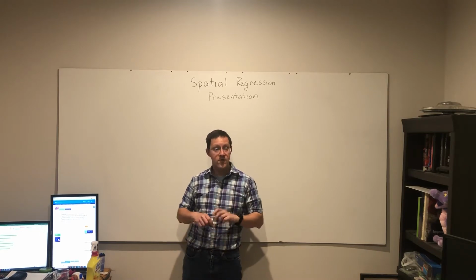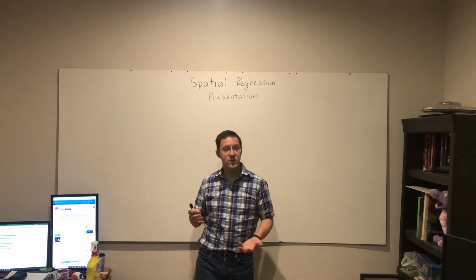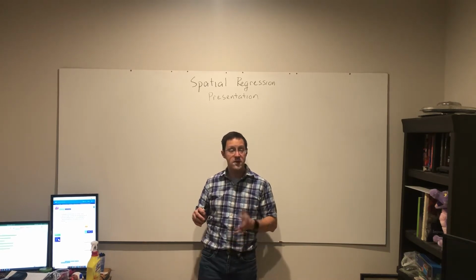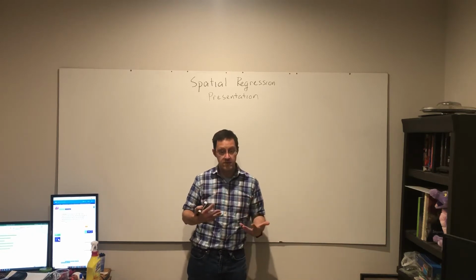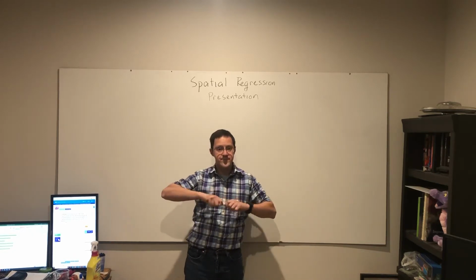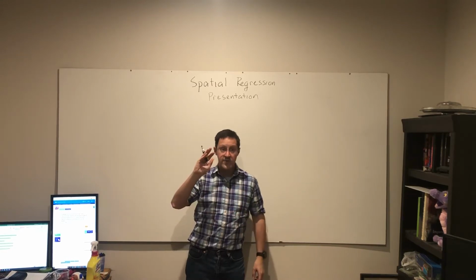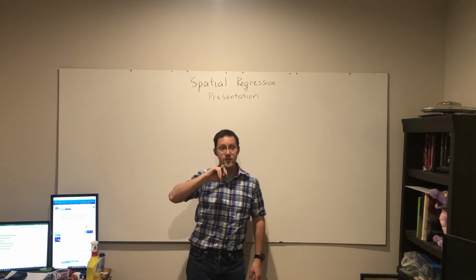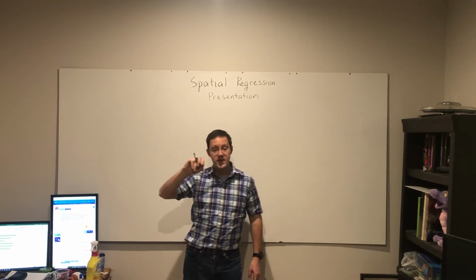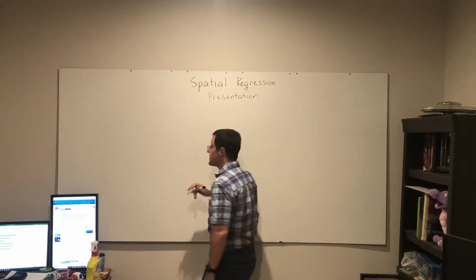Our last video on this set of spatial regression, spatial lag, and spatial error is about presentation of the data. So again, getting to those conventions. The first thing would be, how do we justify that choice?